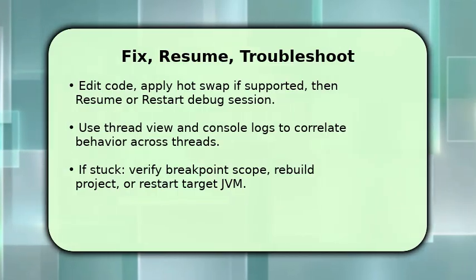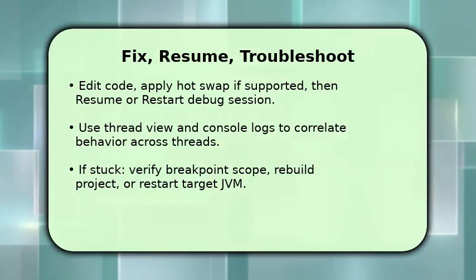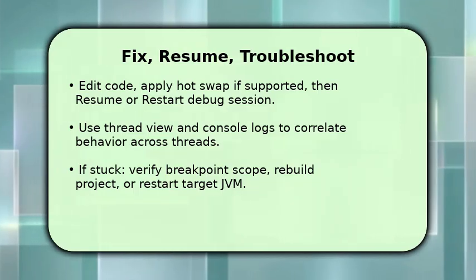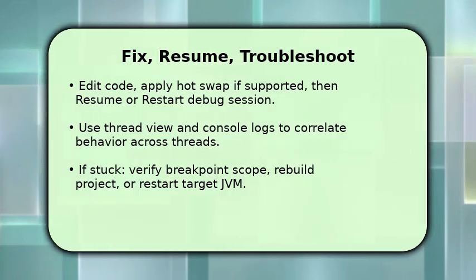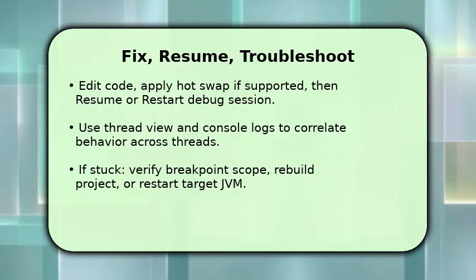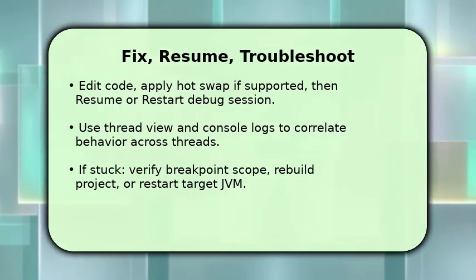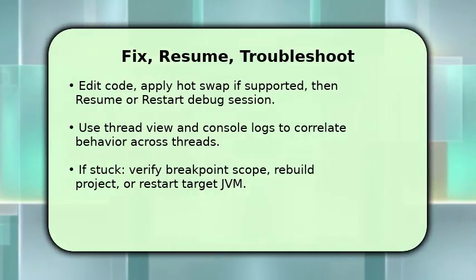behavior is unexpected. If the debugger fails to stop or variables look wrong, check breakpoint scope and conditions, rebuild the project to ensure class alignment, or restart the target JVM and reattach the debugger to clear state.